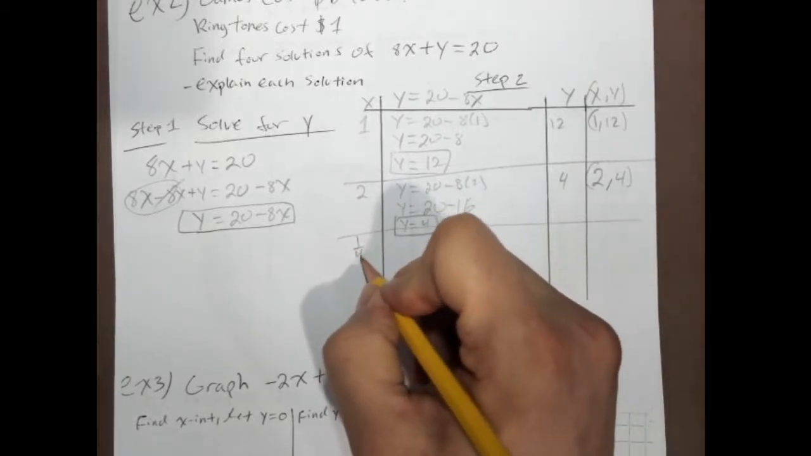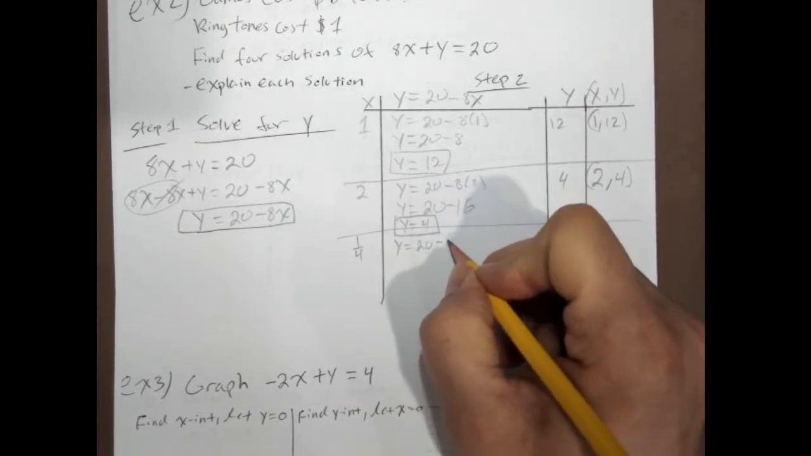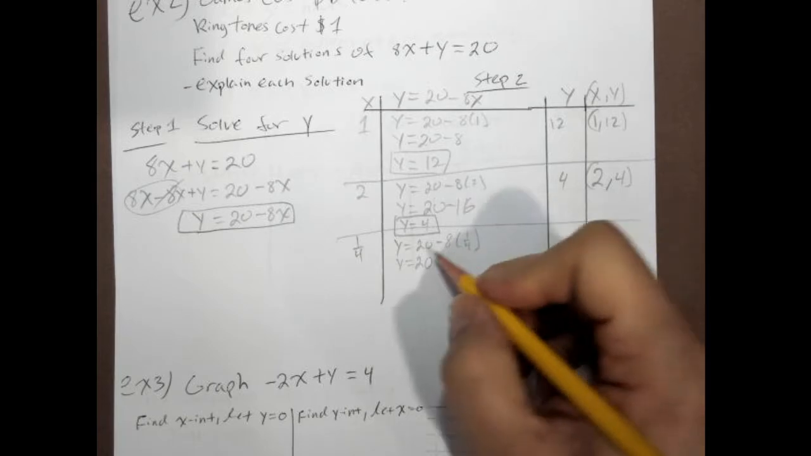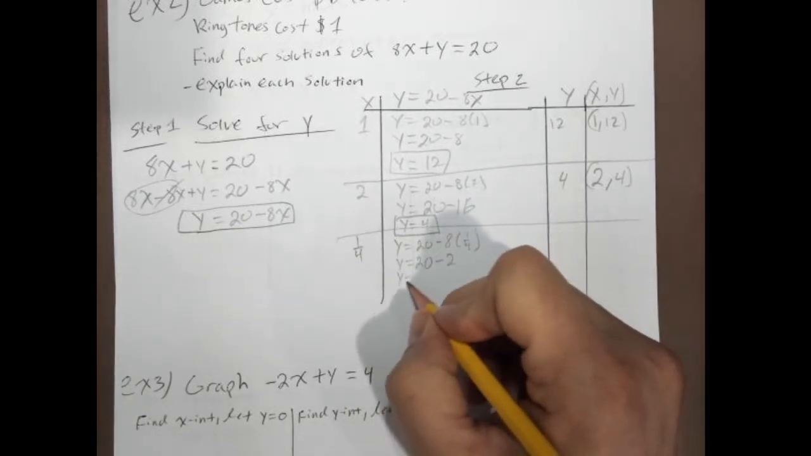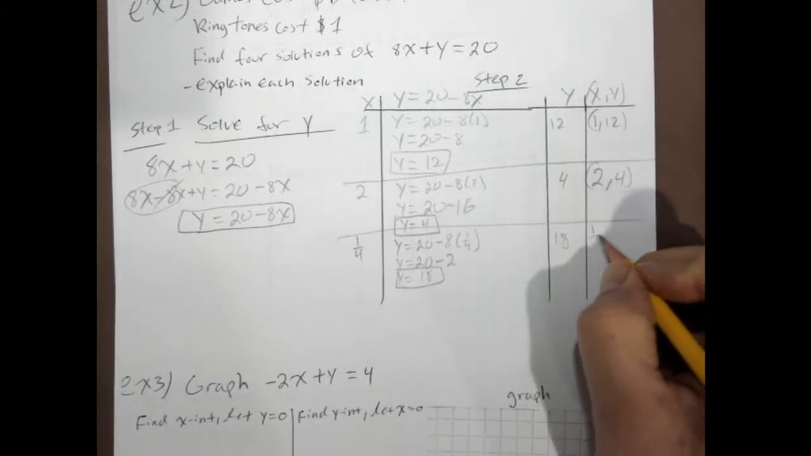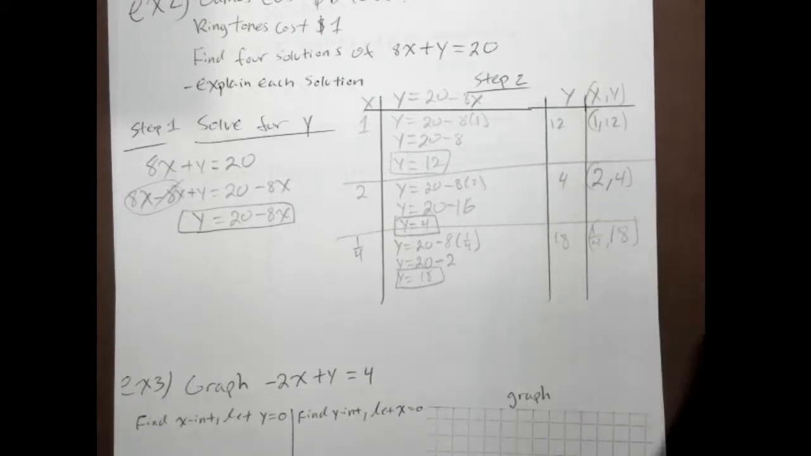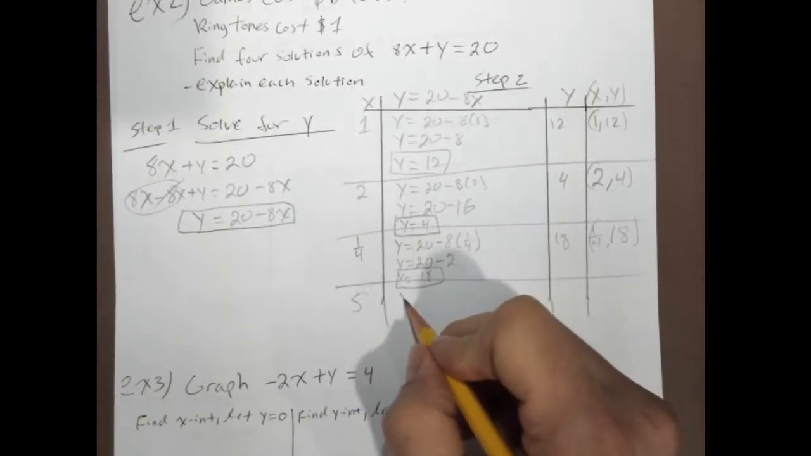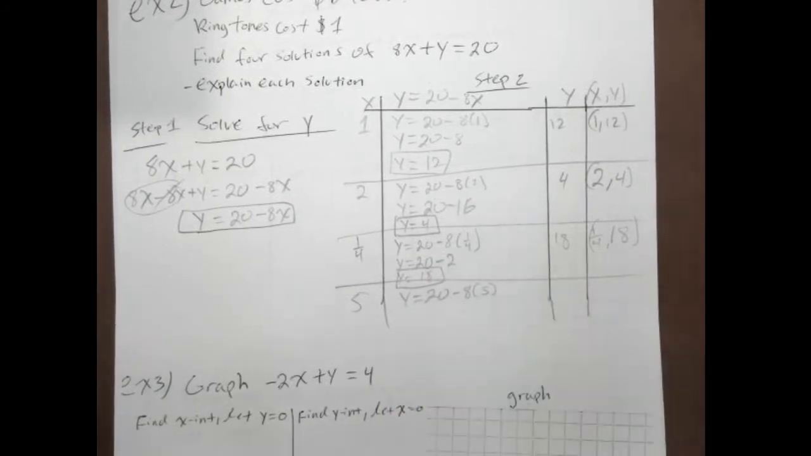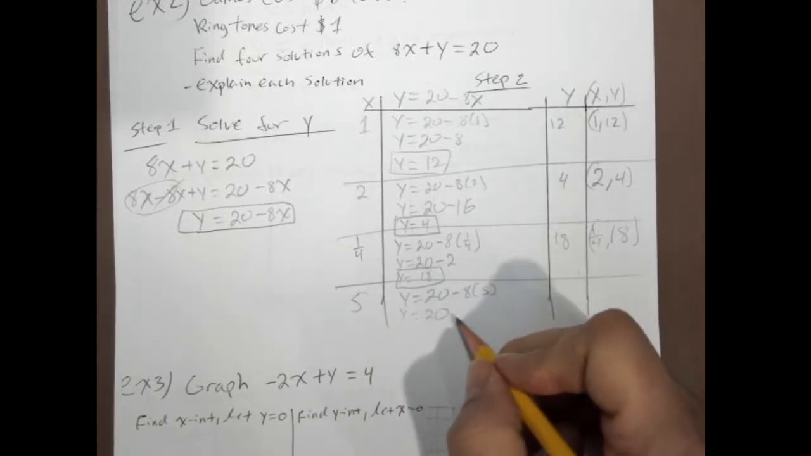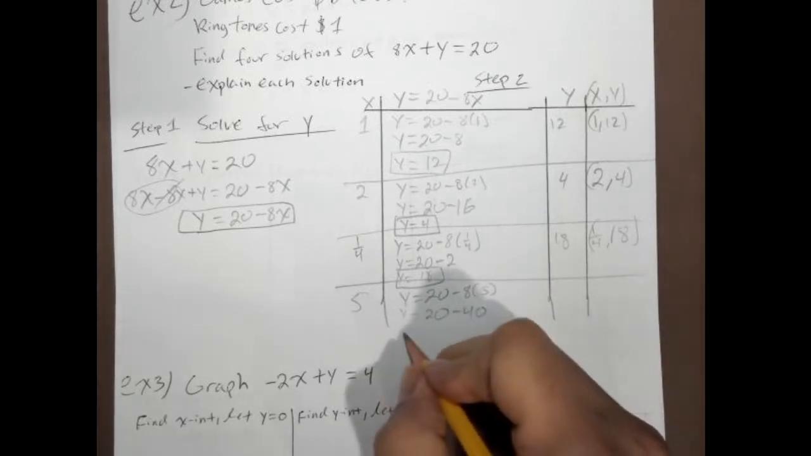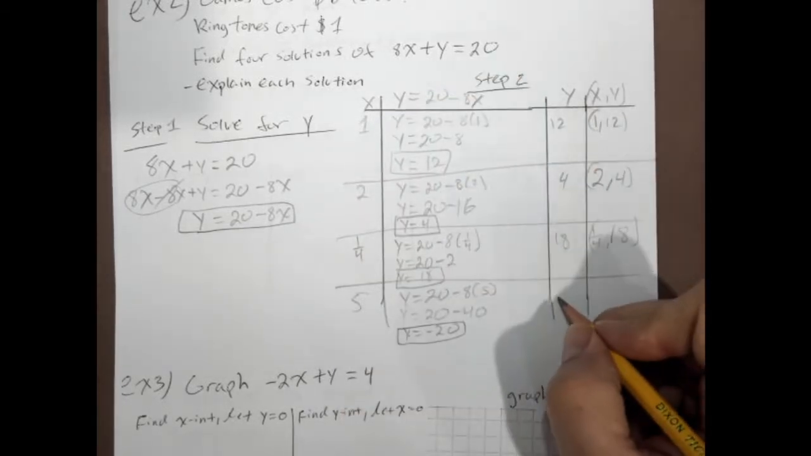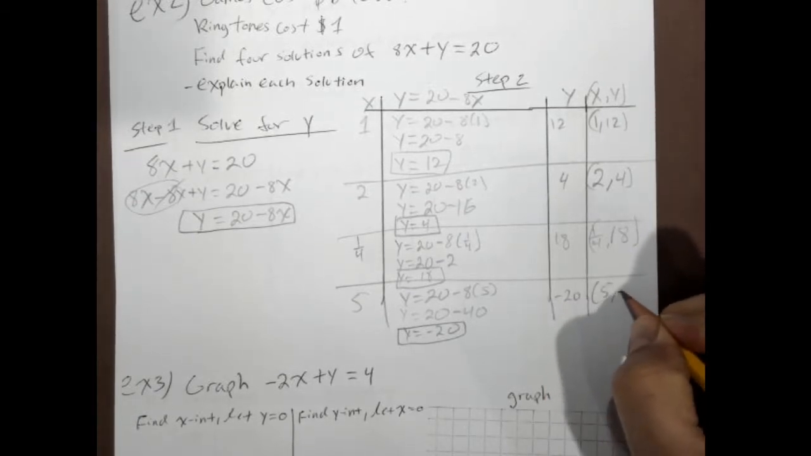My next solution will be, we'll try 1/4. y equals 20 minus 8 times 1/4. 1/4 of 8 is 2. y equals 18. So when x is 1/4, y is 18. Finally, we'll go ahead with 5. y equals 20 minus 8 times 5. 8 times 5 will be 40, which will give us negative 20. So when x is 5, y will be negative 20. So my ordered pair will be (5, -20).